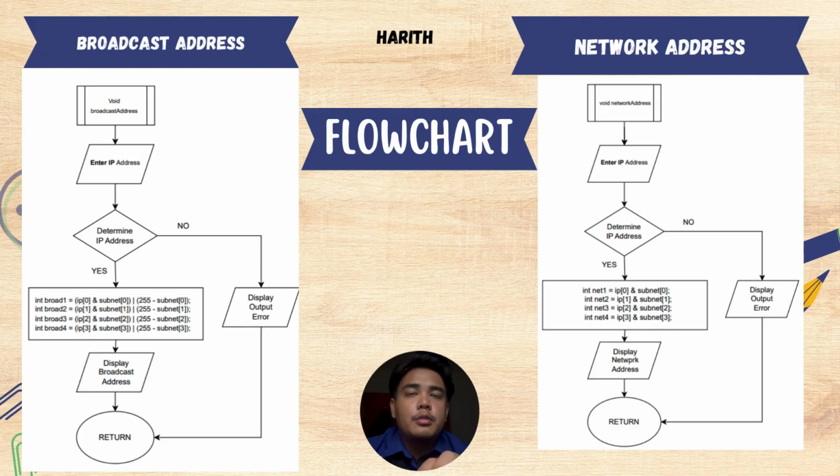So next, if you look at the network address flowchart, it's similar to the broadcast process. It begins by asking for the IP address. After validating the input, the network address is calculated using a bitwise AND operation between the IP address and the subnet mask. The calculated network address will then be displayed.